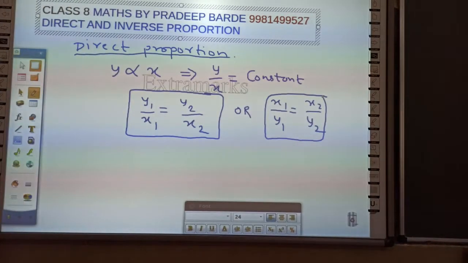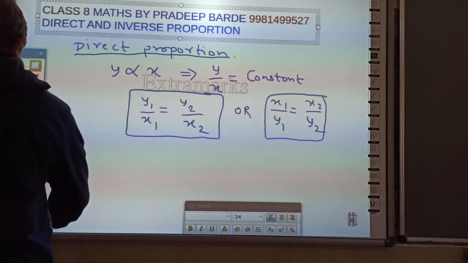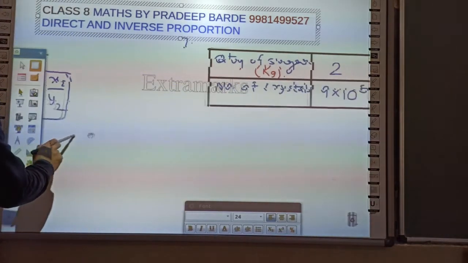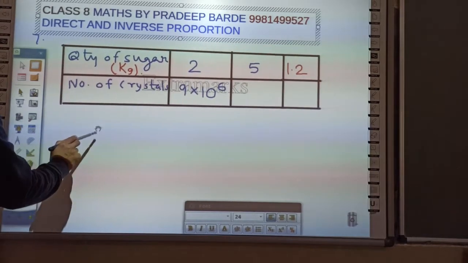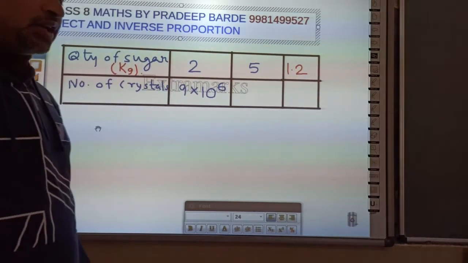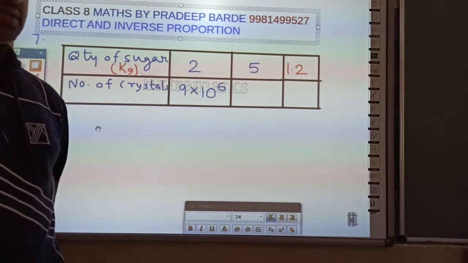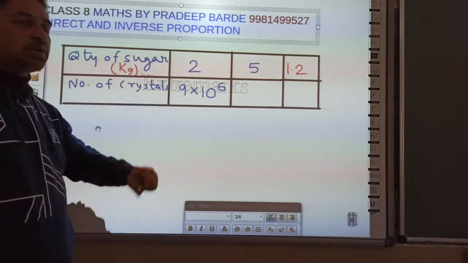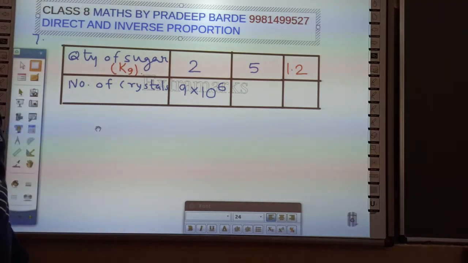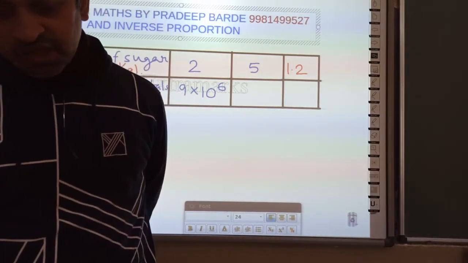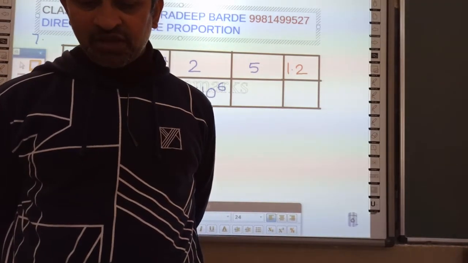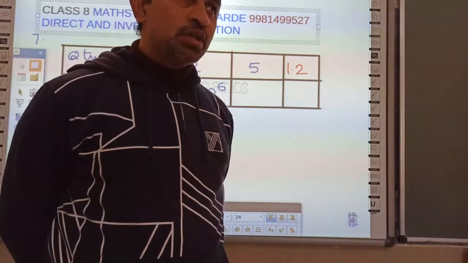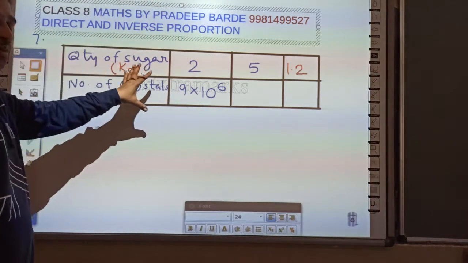Question number 7. Suppose 2 kg of sugar contains 9 into 10 raised to the power 6 crystals. How many crystals will be there in 5 kg of sugar and 1.2 kg of sugar? So first of all, we need to make the table.